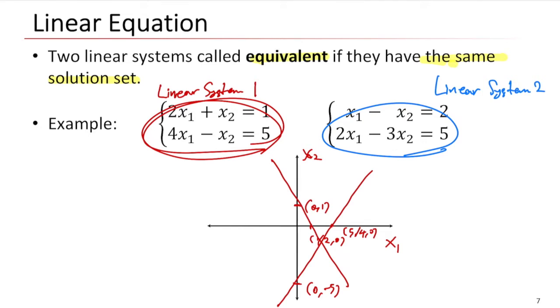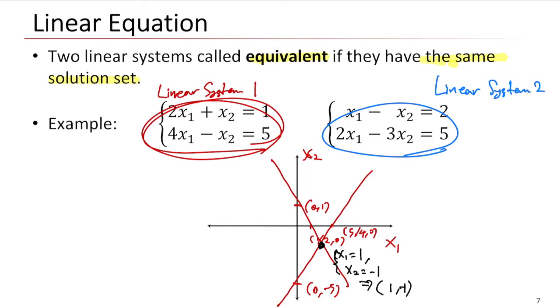So what is the solution of this first linear system? x1 is equal to 1, x2 is equal to -1. Or we can represent it like (1, -1), something like this. So this is the solution of this linear system.